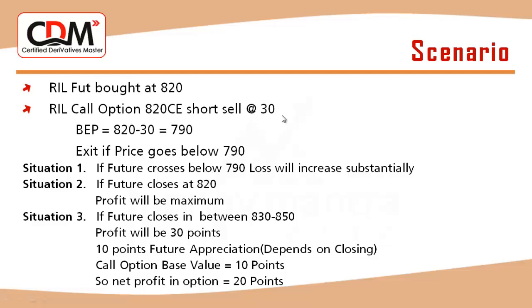And in the same way, if it closes at the level of 830, since we have short sold this 820 call, the intrinsic value of that 820 call would be 10 points. So the loss would be 10 points in case Reliance future closes at 830. So 20 points would be the profit in case Reliance closes at 830. So 10 points in future and 20 points in cash. So net profit would be our 30 points depending upon the closing.